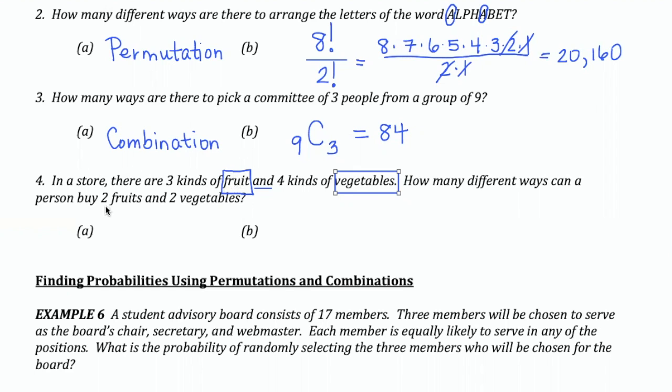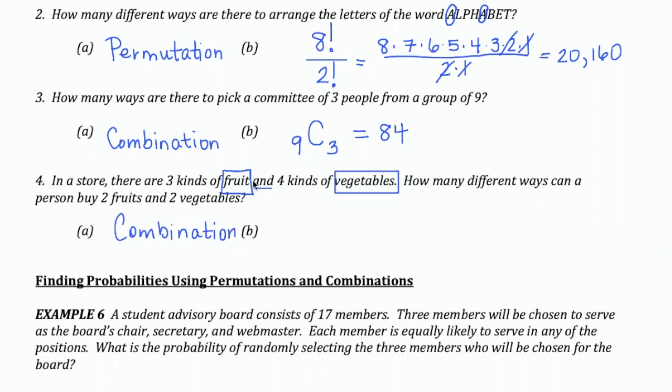So, when it comes to me picking two fruits and two vegetables, is the order important? Would I consider orange, lemon, carrot, green bean different than lemon, orange, green bean, carrot? And the answer is no. I would end up with the same four groceries. It doesn't matter what order they're chosen in. So, therefore, this is going to be a combination problem.